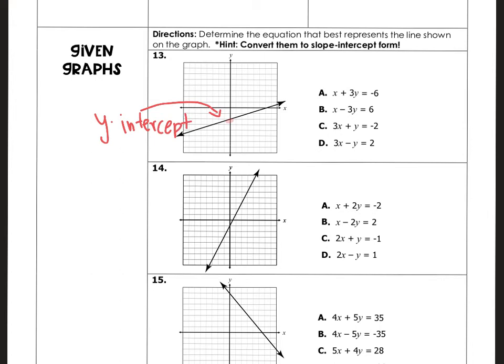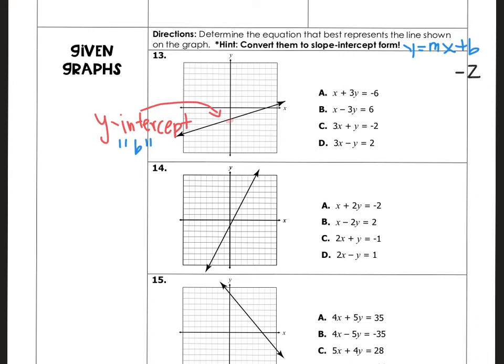Does anyone know what letter is represented in that in slope-intercept form? That would be our B. So remember, slope-intercept form is y equals mx plus b. So the b is the y-intercept. In this case, we go down 2, so our b is negative 2.